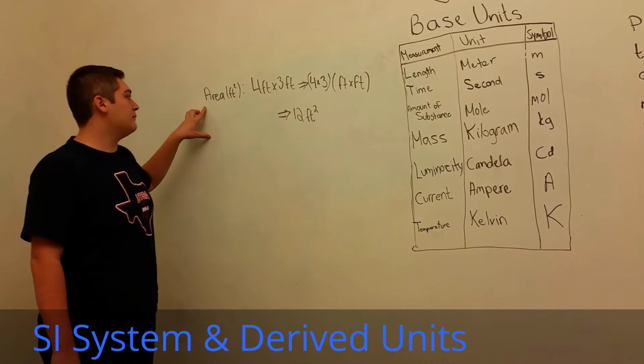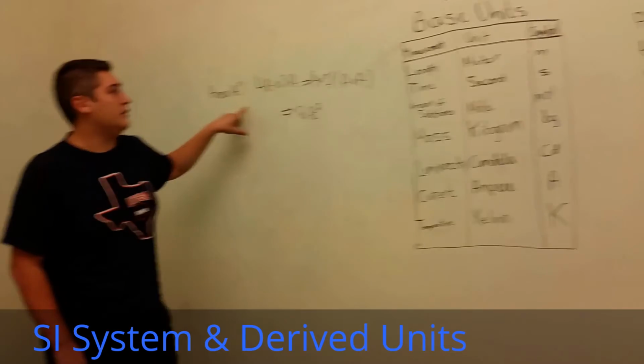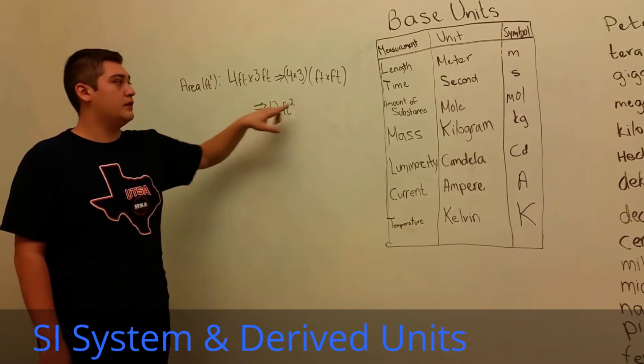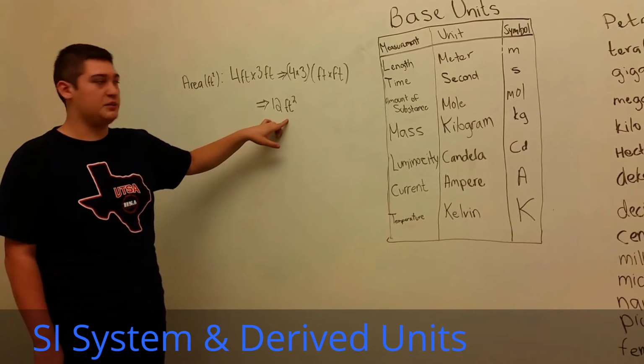In the example of area, you're looking for feet squared. You have a length of 4 feet and a width of 3 feet. So you would have 4 times 3 is 12. Feet times feet is feet squared. Your area would be 12 feet squared.